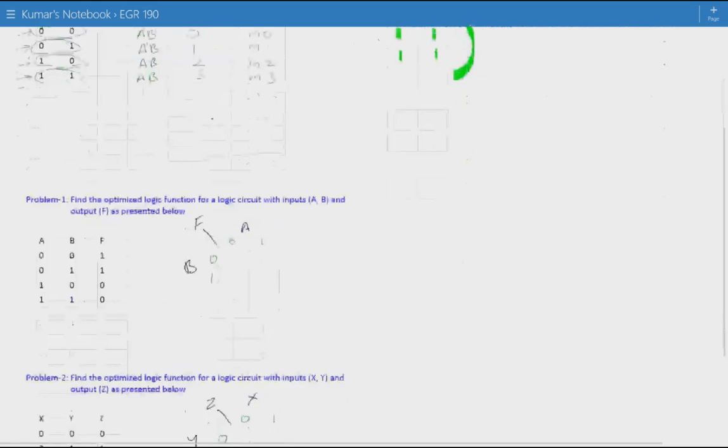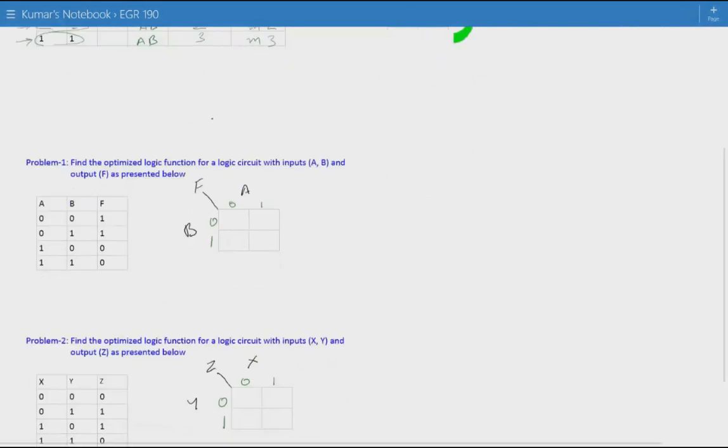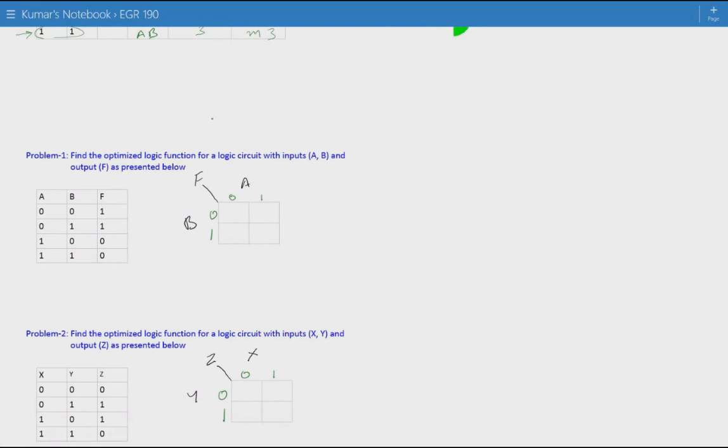So let's see how to solve a simple problem. On the left hand side, I have problem 1. I'm given a circuit with inputs A and B, and an output function F. What we are asked to do here is to simplify this function. So let's see how to write it. Here we have inputs A, B, and on the right side we have a simple table, a K-map for a two-input function.